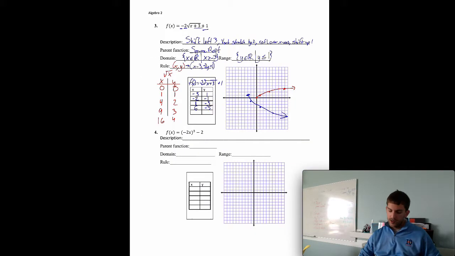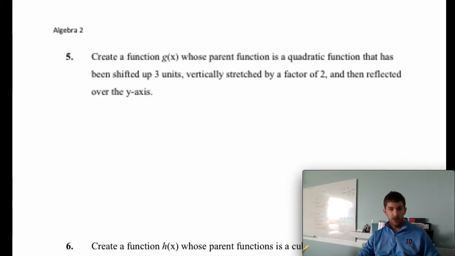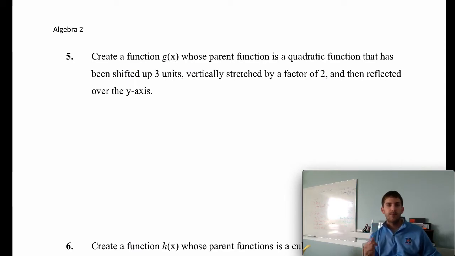But let's talk about one last example. I'm only going to do this first one here, but I want you to take these step by step. The first thing it asks us to do is to come up with a quadratic function that has been shifted up by 3 units, then vertically stretched by a factor of 2, and then reflected over the x-axis.